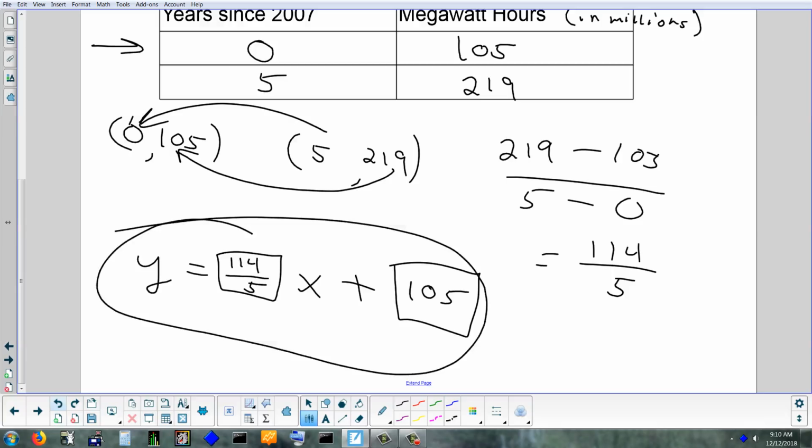So now we've just created a linear model that represents the amount of renewable electricity used. So we just have to figure out your two coordinates.